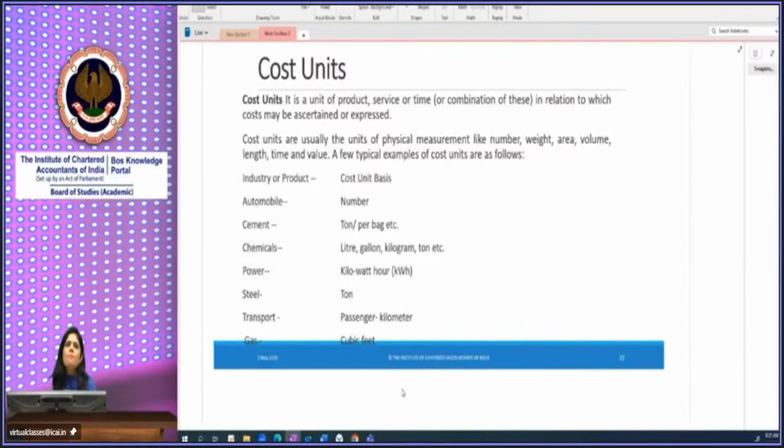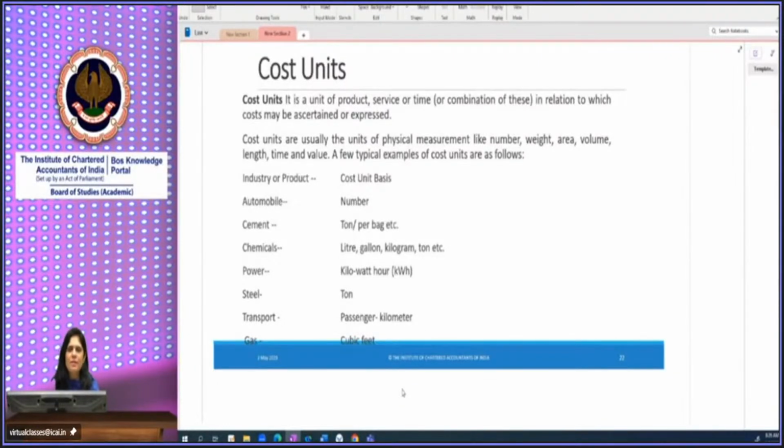Or if it's a labor based organization, a service organization, it could be per hour. Let us say an organization which is providing the services of nurses or maids or helpers, then it will be cost per hour. So unit means whatever business you are in and the form in which you are denoting the cost. That is a cost unit. So a unit is a unit of product or a service or time or a combination of these. Cost units are units of physical measurement. How are you measuring that cost?